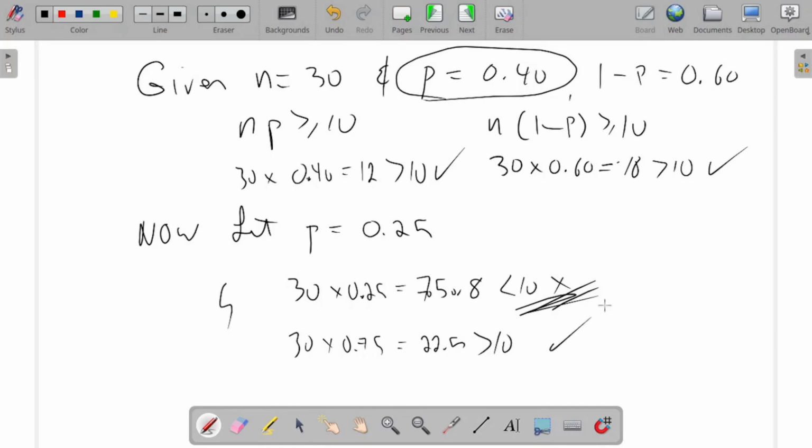So as the proportion gets away from the 50-50 split, your sample size has to get larger and larger. And this is called the 10-10 rule. And that summarizes the three conditions that you need if you are checking for the assumption of a normal distribution for proportions. And that ends this video.